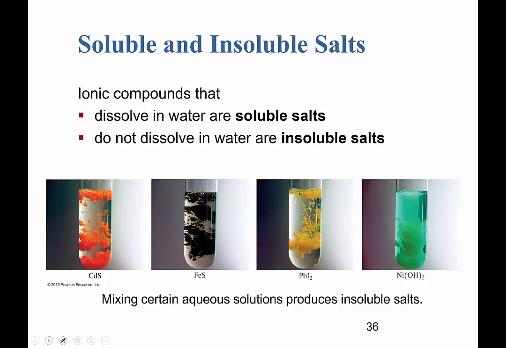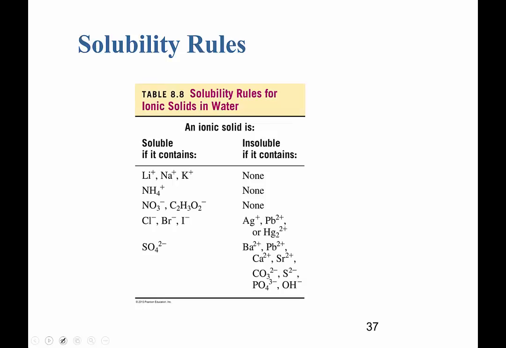Ionic compounds will dissolve in water, and if they dissolve, they're called soluble salts. So ionic compounds are salts. If they don't dissolve in water, then they are insoluble salts. So any ionic compound is a salt, and if they dissolve in water, they're soluble. If they don't, they're called insoluble. We have to look at our solubility rules to decide if it's going to be soluble or not.